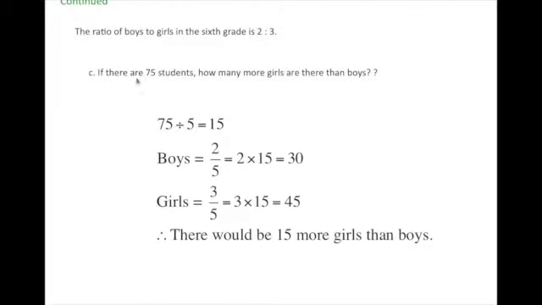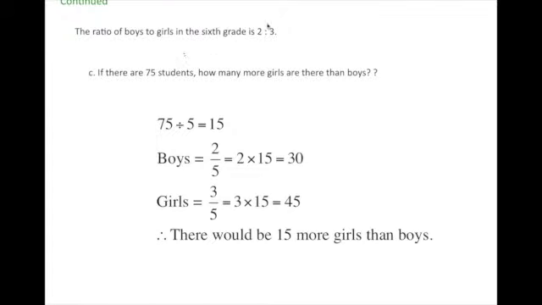Okay, so the ratio of boys is to girls. For 75 students, how many more girls are there than boys? So first of all, we worked out that there are 5 portions or 5 parts. 75 divided by 5 is 15. So that means there are 15 students per part. So there's going to be 30 in this part, which is 15 times 2, and there's going to be 15 times 3 in this part. So 45 girls. That means 45 minus 30, that means there'll be 15 more girls than boys.